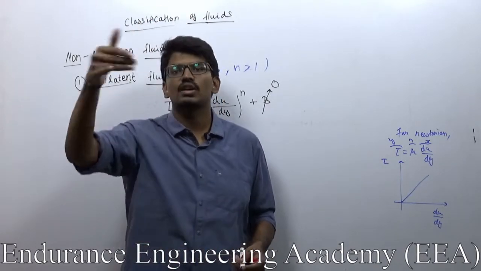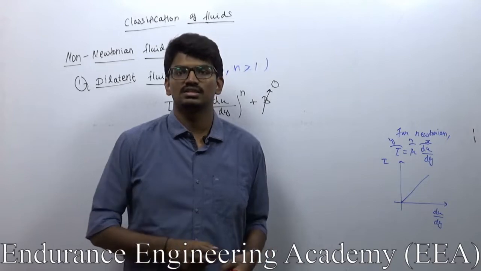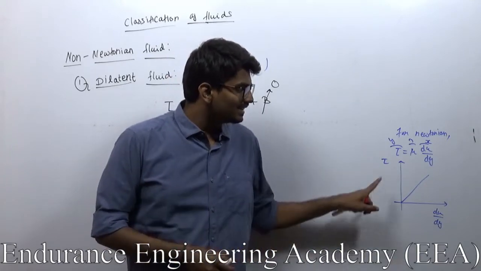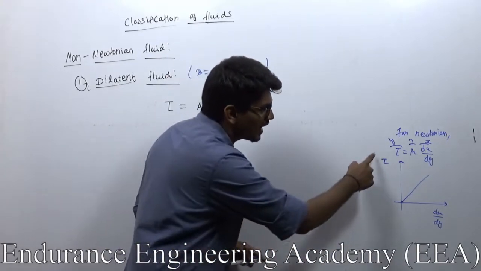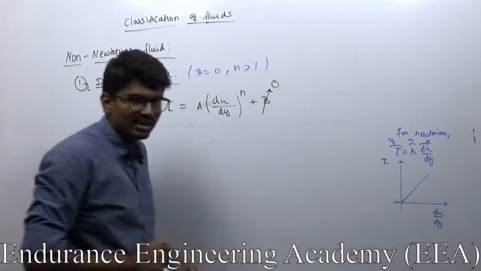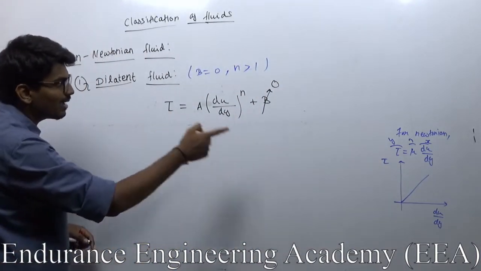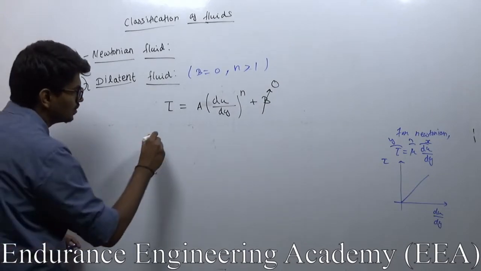Either rate of shear strain or velocity gradient, both are same. That is also we already discussed. Now in this case, I want to write tau in the y-axis and du by dy in the x-axis. So in the same manner, I need to resolve this. So what can I do?